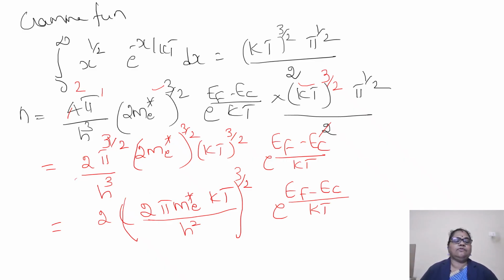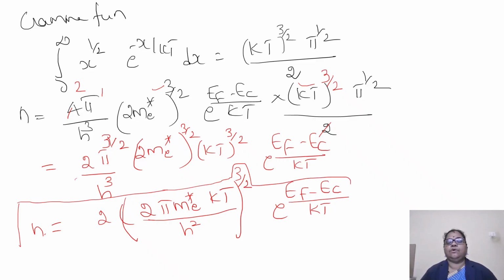So this is the expression for the density of electrons in the conduction band. In the same way, you can find out what the density of holes in the valence band will be.